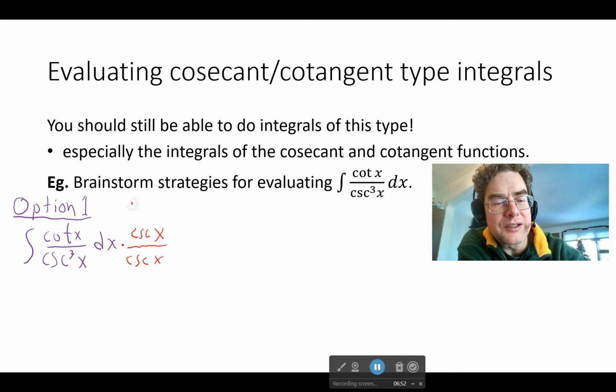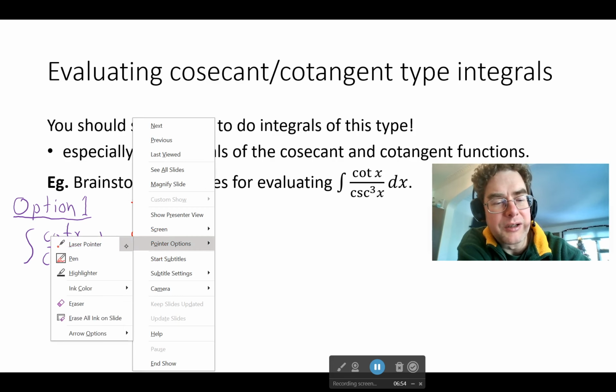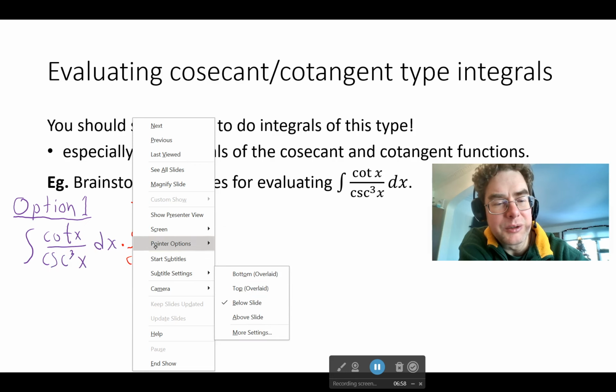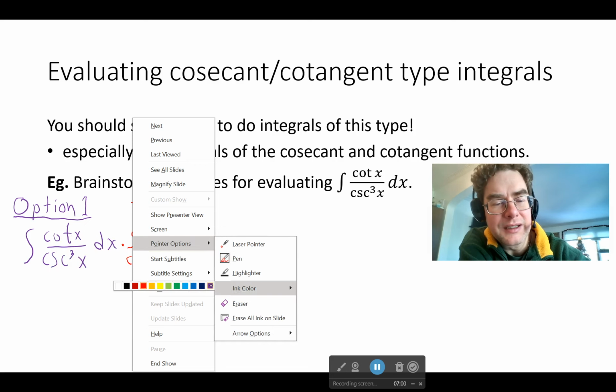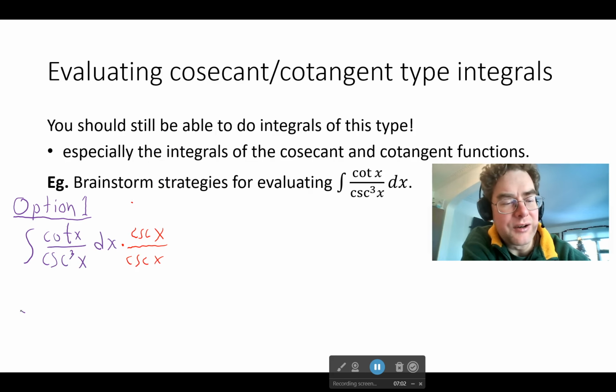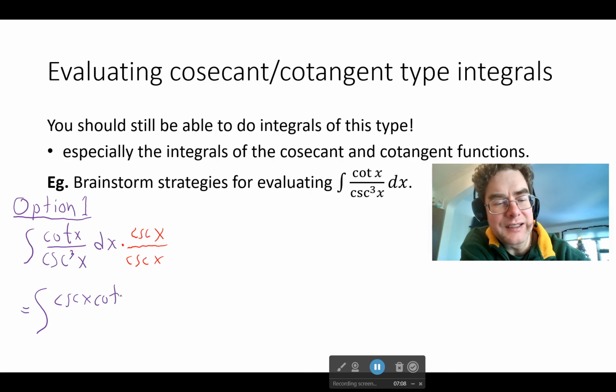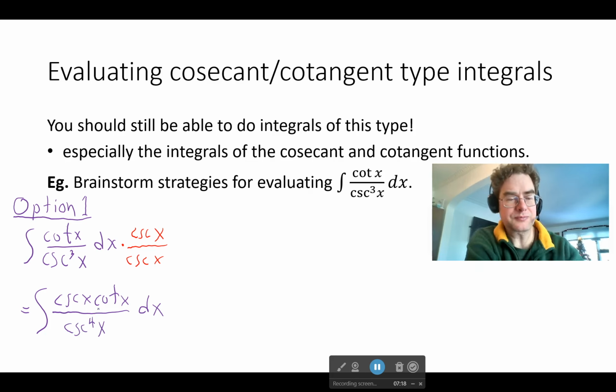Okay, so let's see if I can switch back to my ordinary color here. Oh, nope, not as easy as it looks. Okay, so at this stage, we are going to have cosecant x cotangent x dx in the numerator, and then in the denominator, we will have cosecant to the fourth of x. Okay, well, now we're good to go.